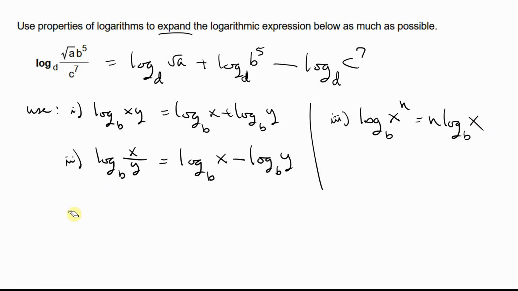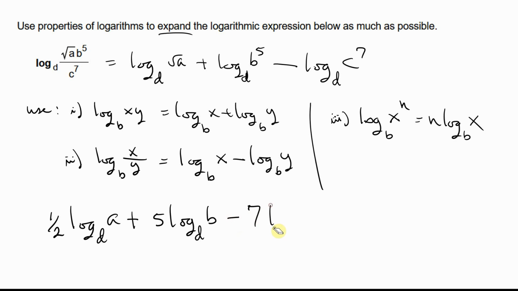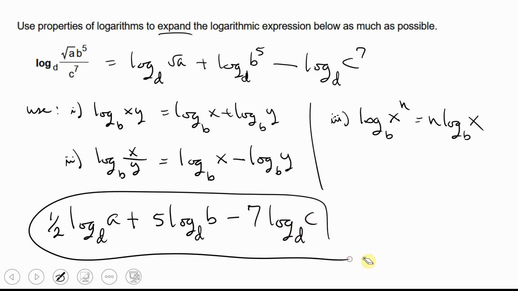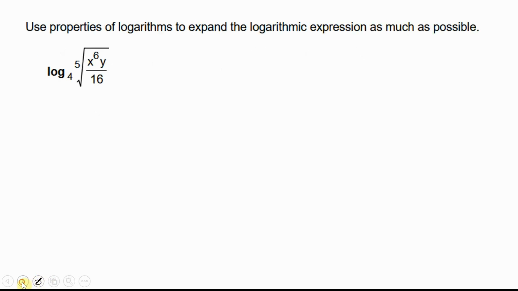So go back and look at that problem. Now this is the square root, that's a to the 1/2 power. So that becomes a multiplier of 1/2 times log base d of a, plus that 5 becomes a multiplier of log base d of b, minus that 7th power becomes a multiplier, 7 times log base d of c. That's the answer. You're going to put that there in my math lab or whatever they call it.